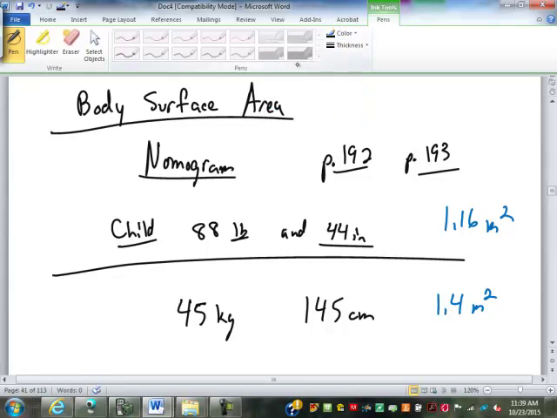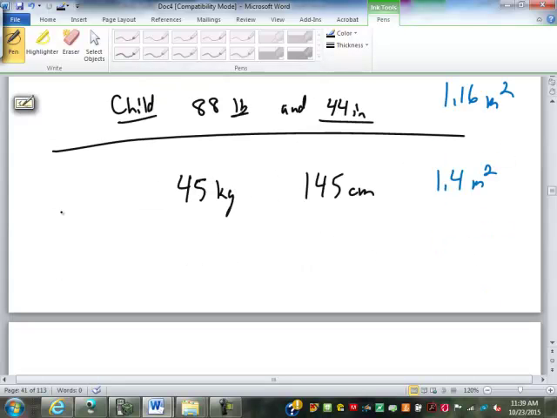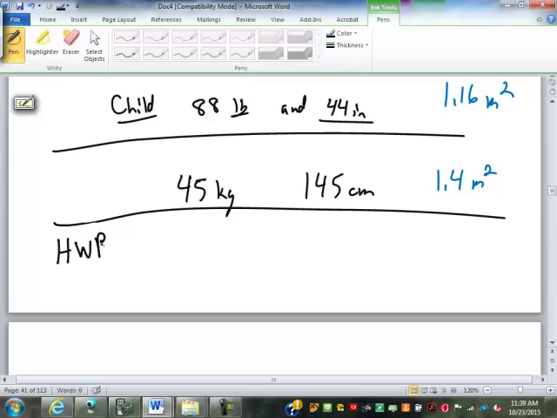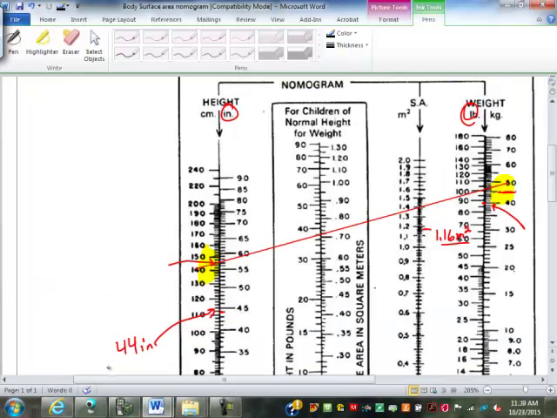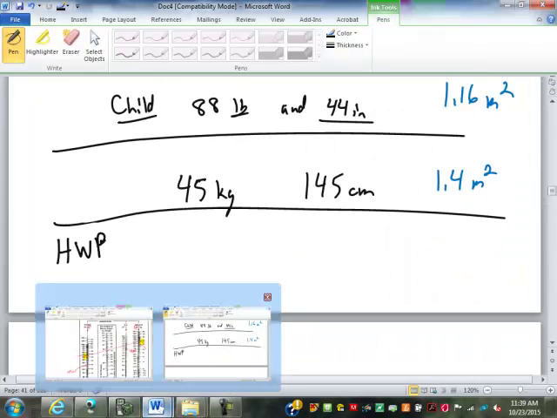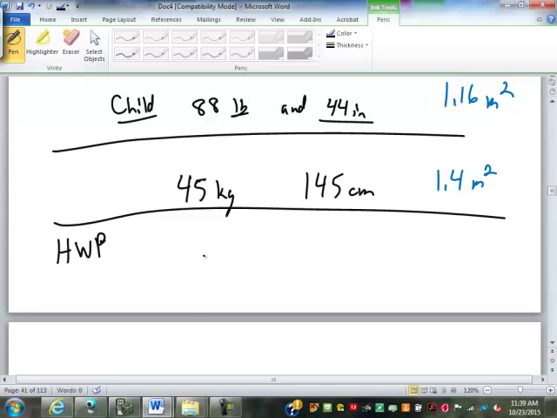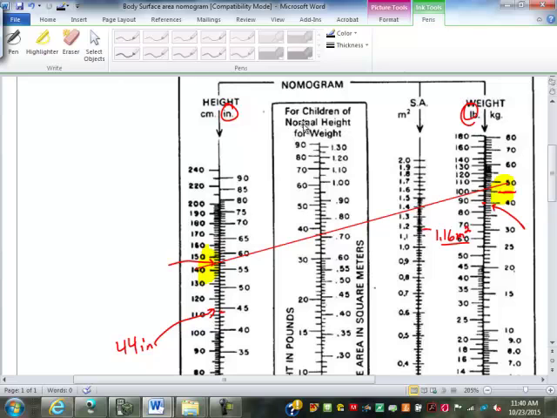Another part of the nomogram, you could say, okay, a child who is HWP, what does that mean? Height to weight proportional, yes. Or normal weight for height, or however you want to describe it. And is 40 pounds. So there's this section here for children who are of normal height for their weight.